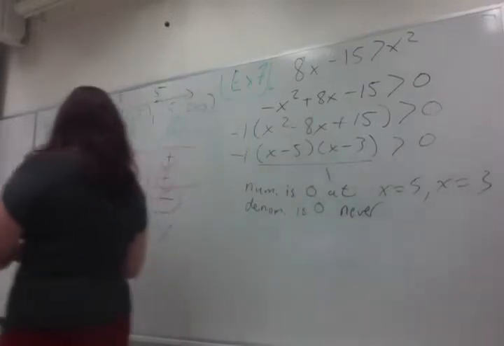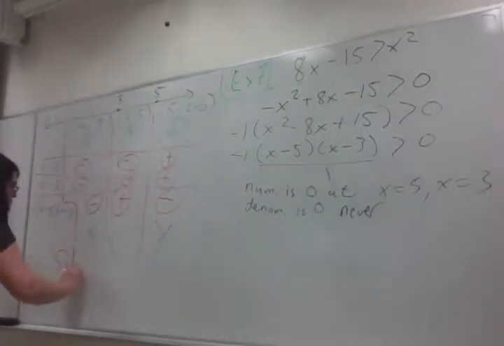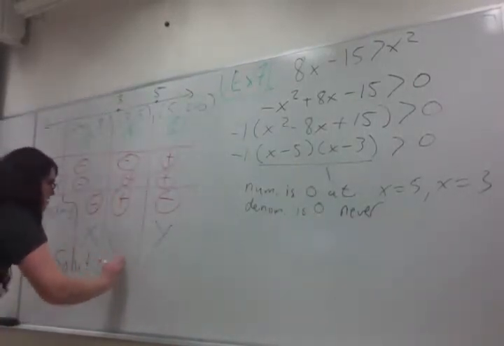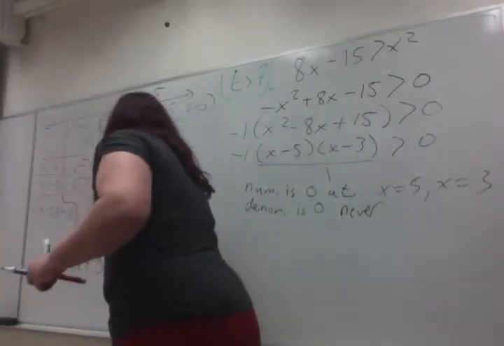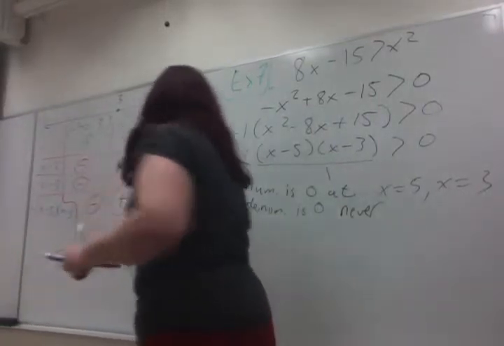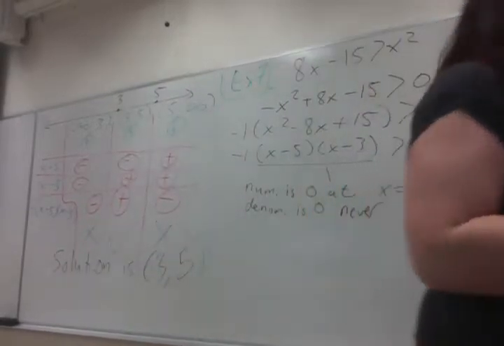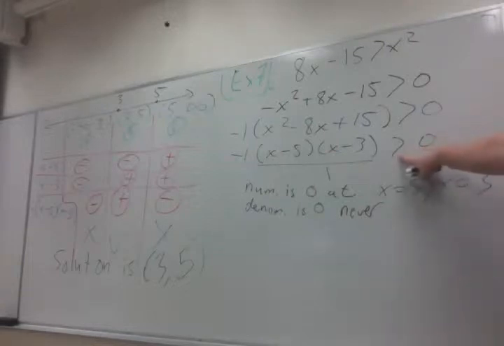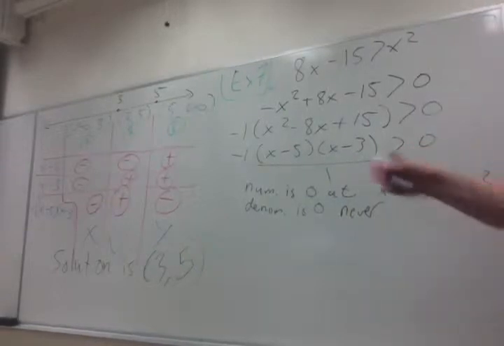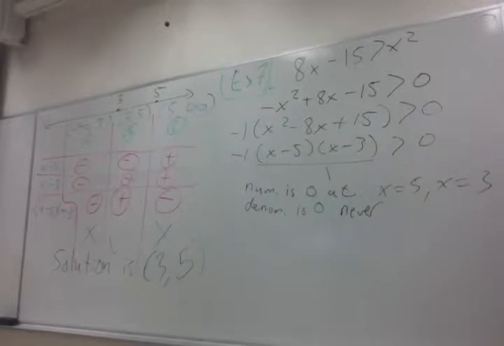So the solution here is this interval where it's positive. The interval from 3 to 5. Again, the reason I'm putting round brackets on there is because even though 3 and 5 are places where it is 0, it is not allowed to be 0. It has to be strictly bigger than 0. It cannot be equal to 0. So just the stuff between 3 and 5, that's all that counts.